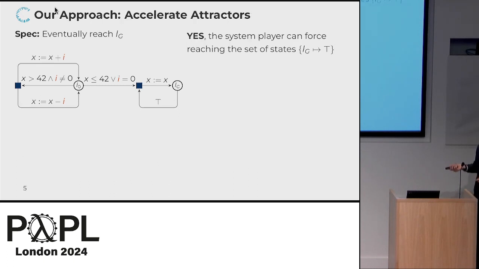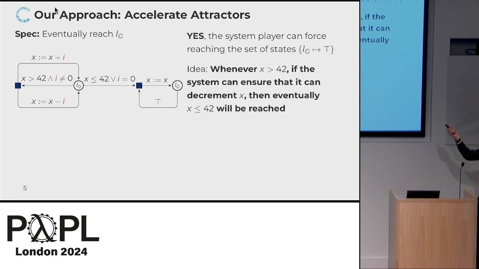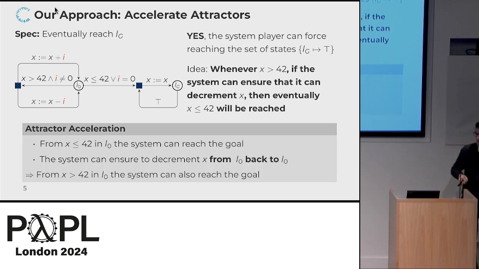So now to answer the question, actually yes, the system can enforce to reach the set from every state. And what's the high-level argument here? Well, if x is greater than 42, and the system can ensure that it can decrement x, make it smaller, at some point we will reach the case where it's smaller or equal than 42. And now this is when our acceleration method kicks in.